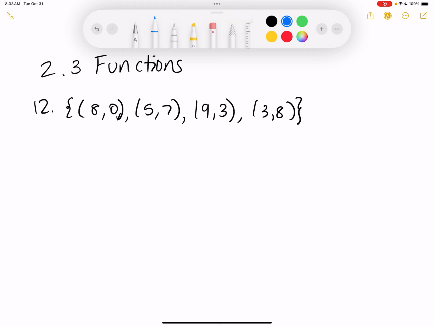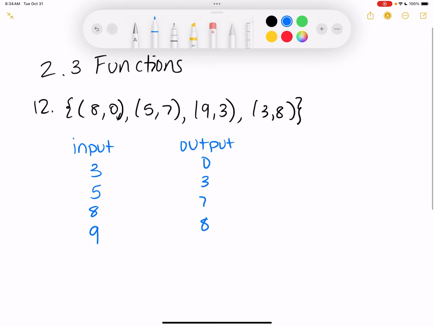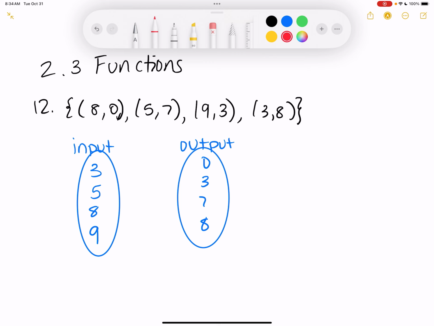I'm going to do a mapping diagram to figure that out. So we're going to have input and output. The inputs are going to be the x values, and I like to write them in number order because it's just how my brain works. So 3, 5, 8, 9. And then output 0, 3, 7, 8. Then we connect them with what they go with. So 3 goes with 8, 5 goes with 7, 8 goes with 0, and 9 goes with 3.